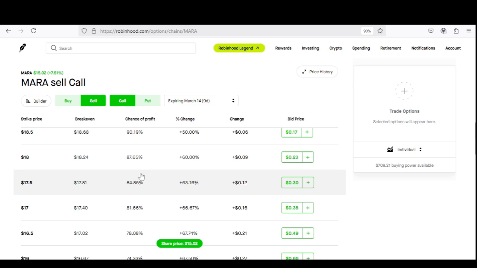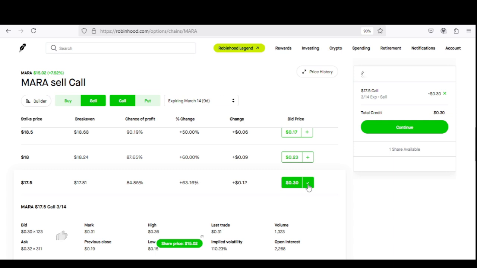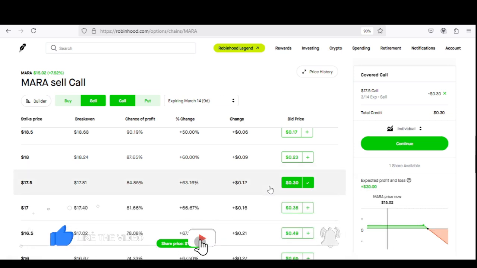So with the 84% chance of profitability, that's going to give me a strike price of 17.5. And now I'm going to receive money once again. Remember, this option strategy is income generating. The amount of money I'm going to be receiving is going to be 0.3. Once again, we're dealing with option contracts, so each option contract is multiplied by 100 shares, making this a $30 premium.